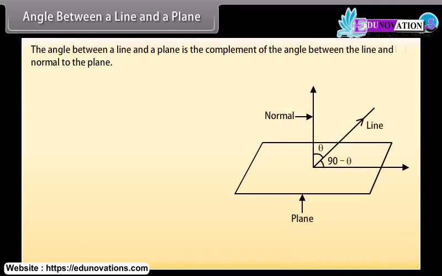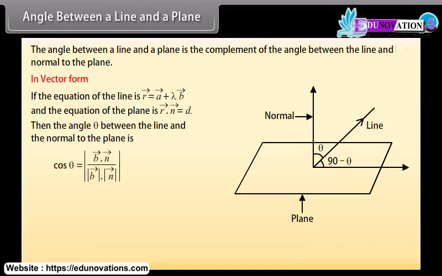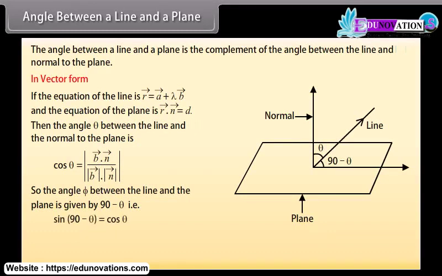Angle between a line and a plane. The angle between a line and a plane is the complement of the angle between the line and the normal to the plane. In vector form, if the equation of the line is r equals a plus lambda b, and the equation of the plane is r dot n equals d, then the angle theta between the line and the normal to the plane is given by cos theta. So the angle phi between the line and the plane is given by 90 minus theta, that is sine of 90 minus theta equals cos theta.